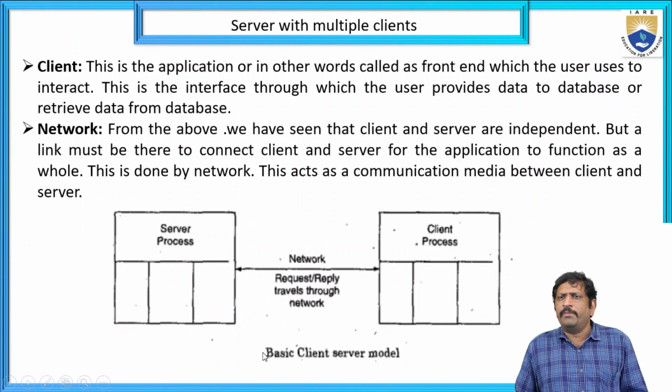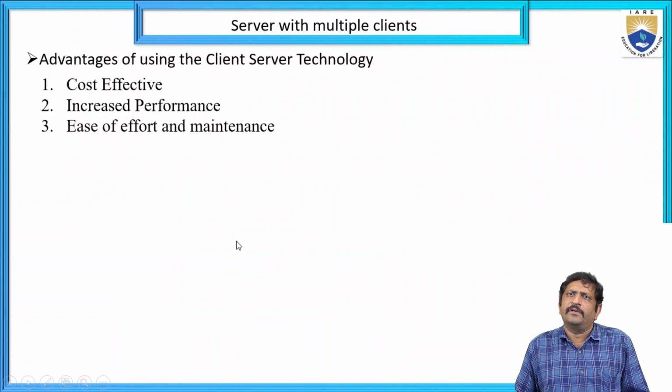Client server model, the basic client server model. In between, communication happens through the network. It is requesting and replying. So request and reply travel through the network only. The client requests information, and if the information is available, along with the acknowledgement, the server replies to the client.